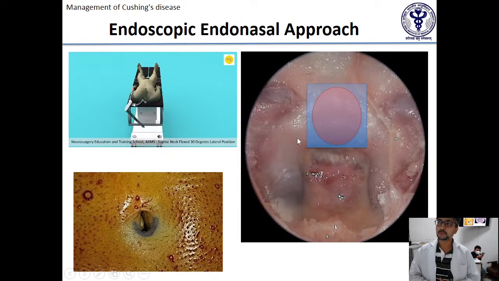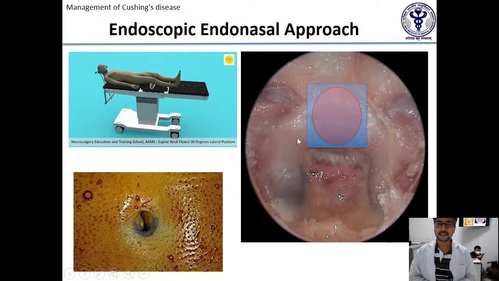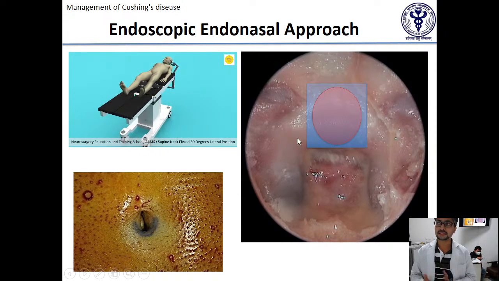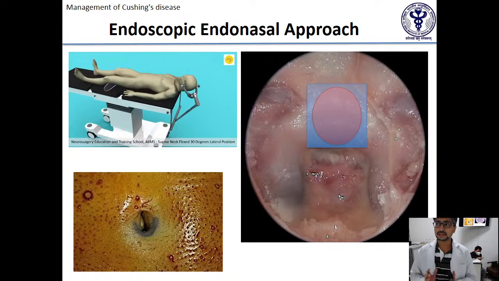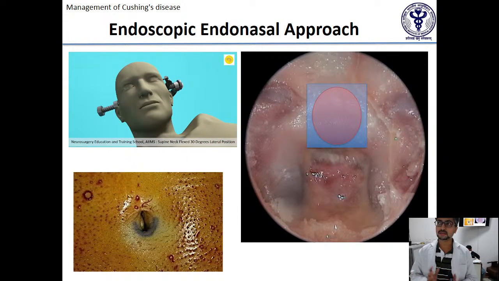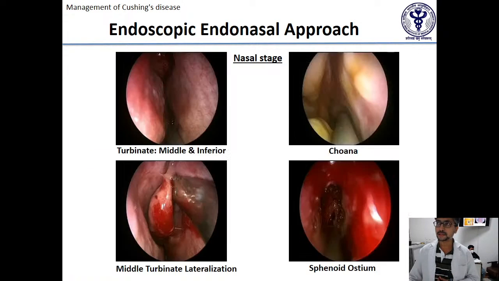And so the positioning for endoscopic pituitary surgery: the head is flexed slightly, about 15 degrees. It is ipsilaterally rotated, and there is a contralateral tilt so that the surgeon is at a comfortable angle and can access both nostrils for a binostril 4-hand technique. And we use an abdominal fat or a thigh fat graft for preventing postoperative CSF leak.